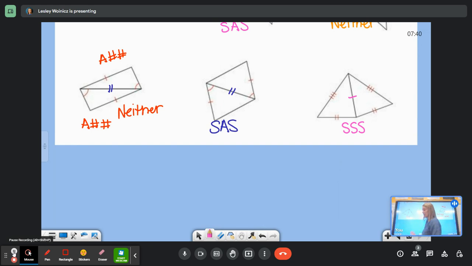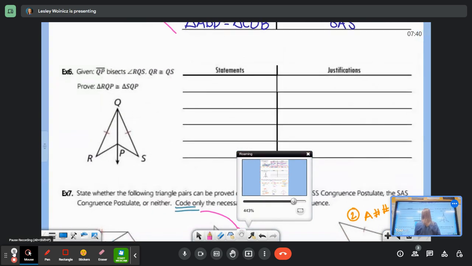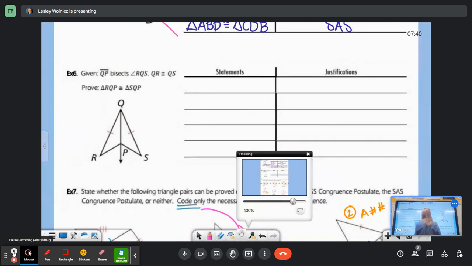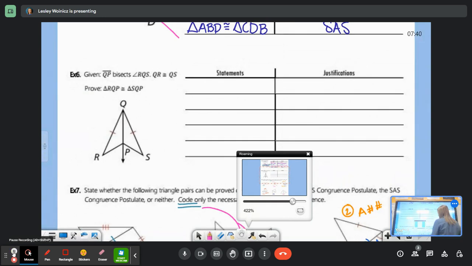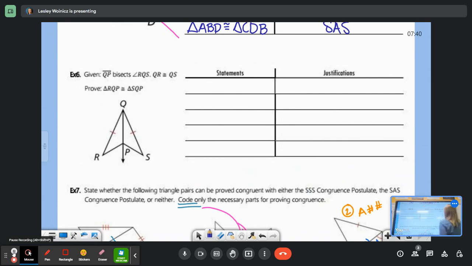If you want to see the last proof with me, come back with me to example 6. Okay, here we go. So I know from my given information that segment QR is congruent to segment QS. Those are sides of my triangles. So QR is congruent to QS. That was given.